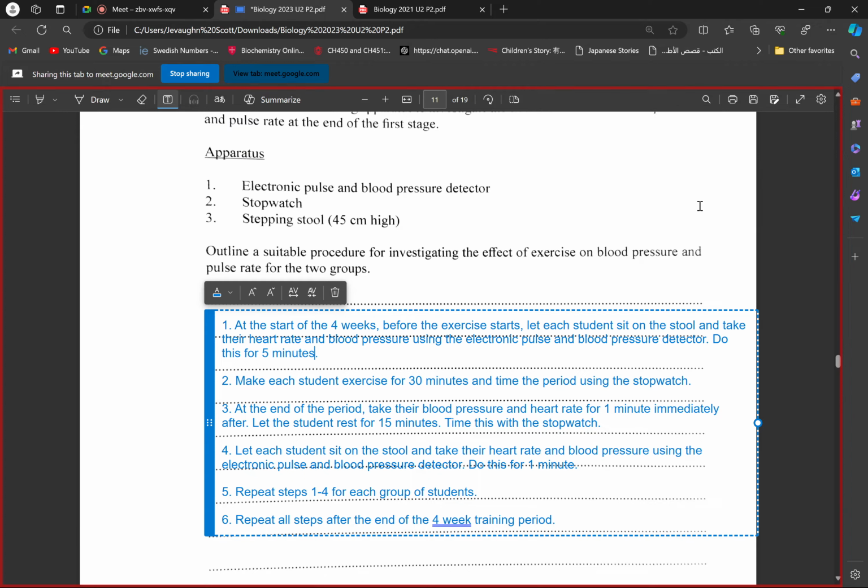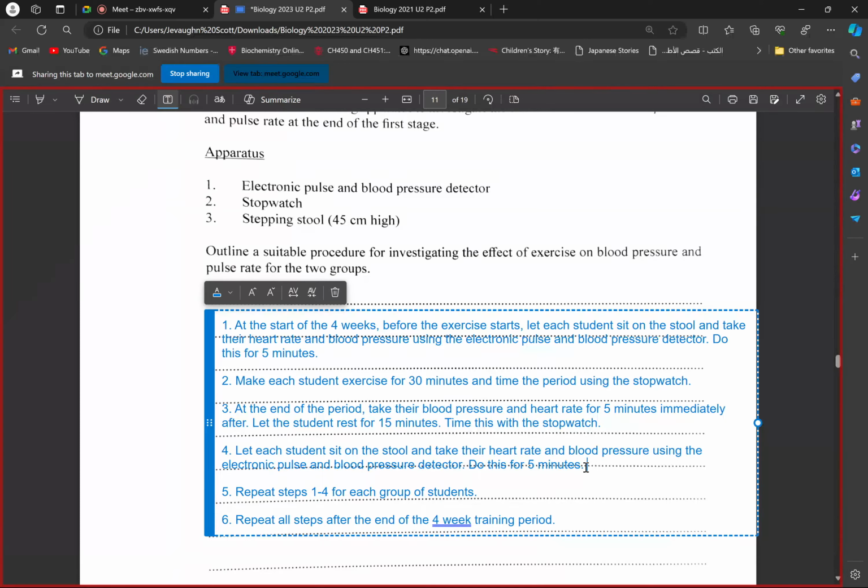Yes, sir. Okay. Step 2, make each student exercise for 30 minutes and time the period using the stopwatch. Alright, so we have that. Then at the end of the period, take their blood pressure and the heart rate for 1 minute immediately. So let's do it for 5 minutes. Let's keep through the procedure immediately after, right? And let them rest for 15 minutes, right? Time this with the stopwatch and then let each person sit on the stool. Okay, so we're seeing it done. So hopefully everybody can understand the significance of all these steps. These steps are pretty good.